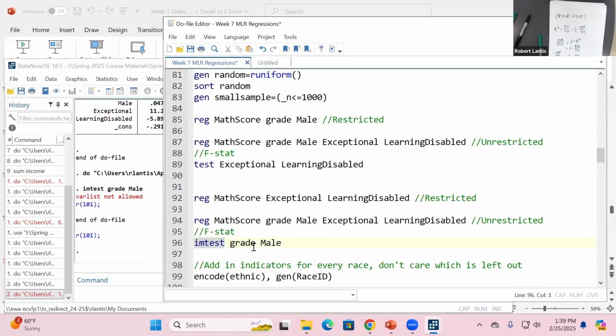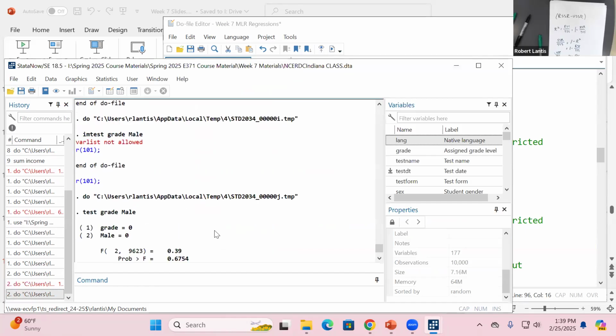Because it's not IM test. I'm mixing this up with something else. It's just test, right? So adding in that variable of grade and male, does that allow me to explain more of the variation in math scores? Not at any conventional statistically significant level. My p-value is 0.67 here. So I failed to reject at any level.